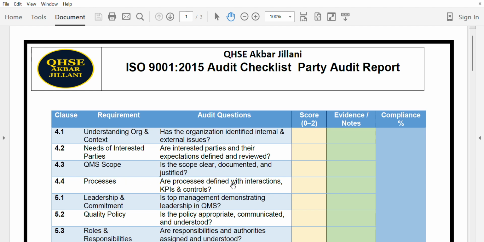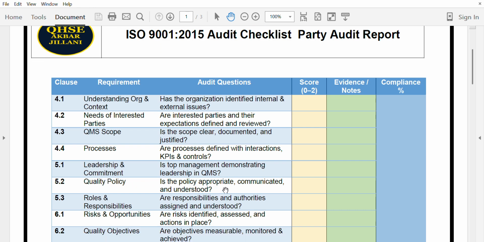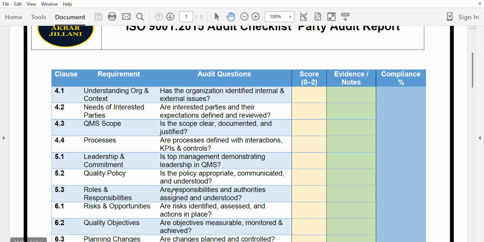Process of the organization, key processes and sub-processes. Then 5.1 Leadership and Commitment. Is top management demonstrating leadership in the QMS? Then quality policy. They have the quality policy in place, and it has been communicated to all the employees. Roles and responsibilities: the organization has defined the roles and responsibilities and communicated them to the employees.